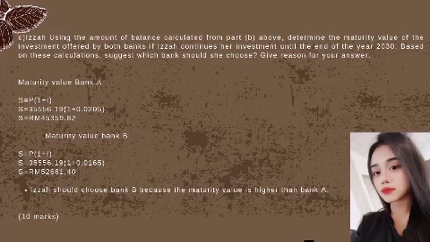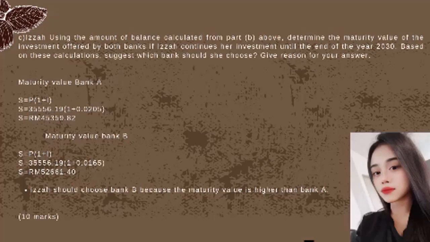For question 1C, Izzah using the amount of balance calculated from part B above. Determine the maturity value of the investment offered by both banks if Izzah continues her investment until the end of the year 2030. Based off this calculation, suggest which bank she should choose. Give reason for your answer.